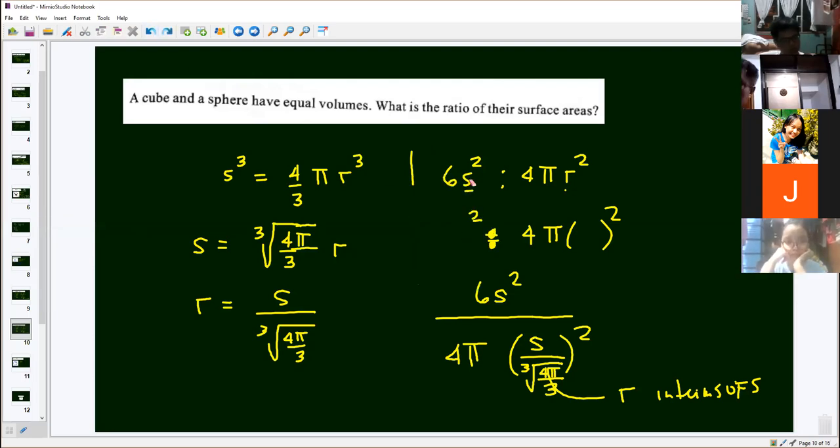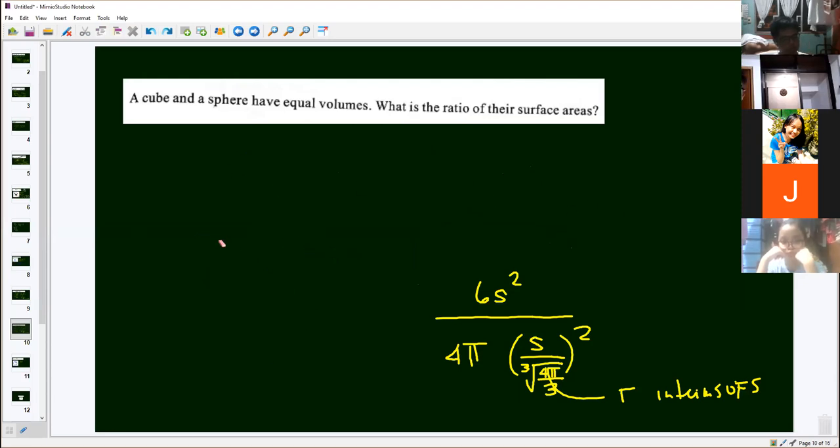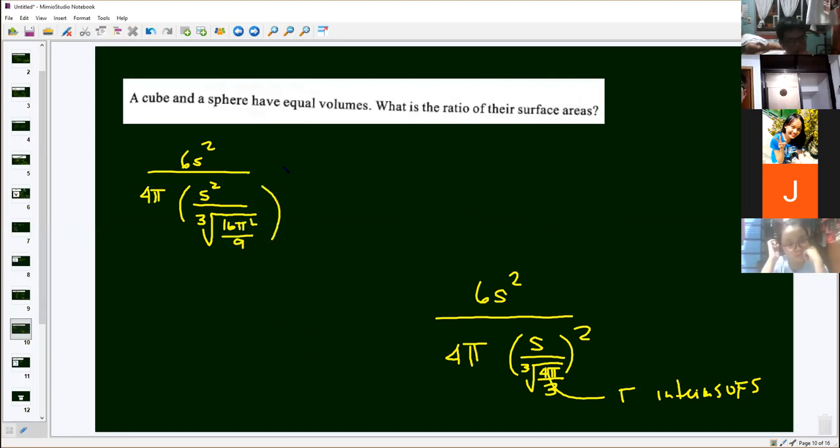Blocks, mga lang. Okay. Obviously, 6s squared, 4 pi, square, numerator, syempre s. Square that will be a cube root of, pwede nga square natin yung inside, 16 pi squared over 9. See that? Well, now, basically, s squared cancels out.